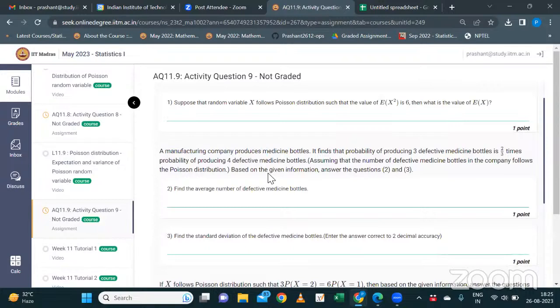What about this question? A manufacturing company produces medicine bottles. It finds that the probability of producing 3 defective medicine bottles is 2/3 times the probability of producing 4 defective medicine bottles. Assuming that the number of defective medicine bottles in the company follows the Poisson distribution, what is the average number of defective bottles? So to find the average, the expectation of X, we have to find the value of lambda.